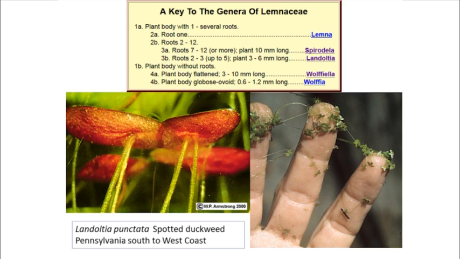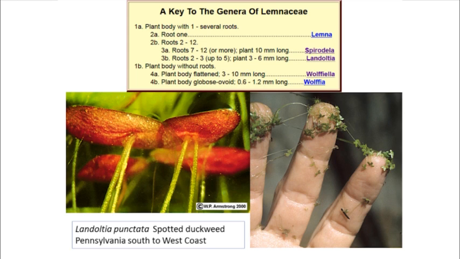species. This one is Landoltia punctata, and it used to be in Spirodela, but now it's Landoltia because it has usually fewer roots, 2 to 3 roots. It's about 1/3 of the size of a Spirodela, the dotted duckweed, and it's often red on the bottom like that. So that's what it looks like on somebody's hand.